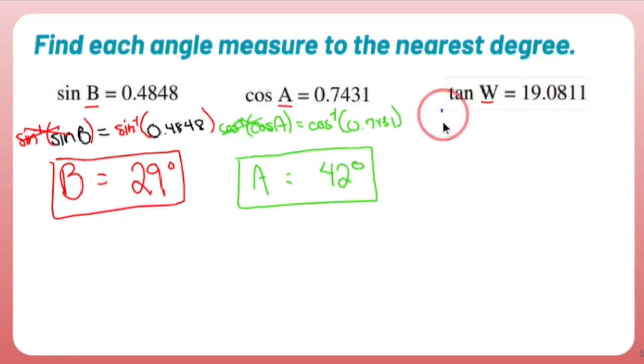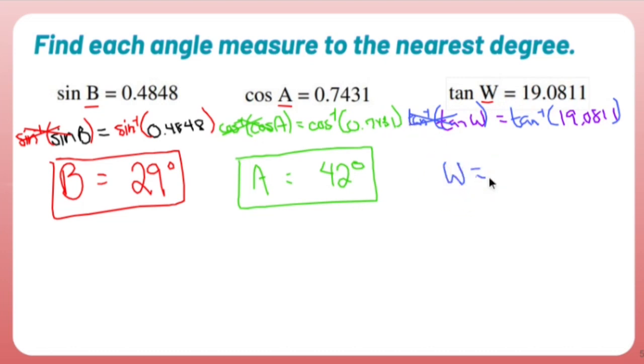Same thing here. I'm going to write out tan W equals, give myself some space, 19.0811. In order to get rid of tan, I'm going to inverse tan both sides. So inverse tan. That gets rid of tan. Some people call that arctan. And now W is going to equal the inverse tangent of 19.0811. I get 86.99999. 86.99999 is awfully close to 87 degrees.